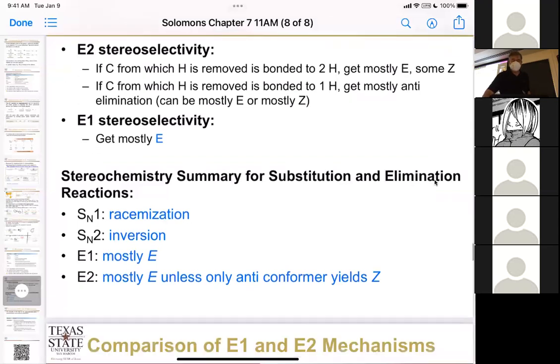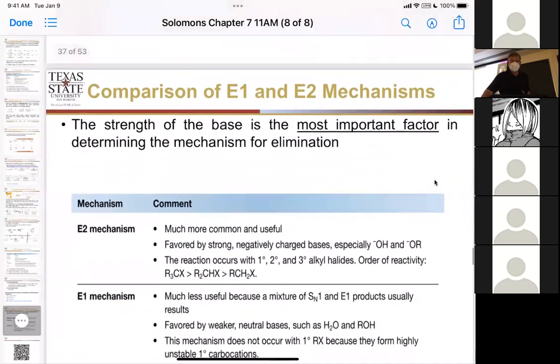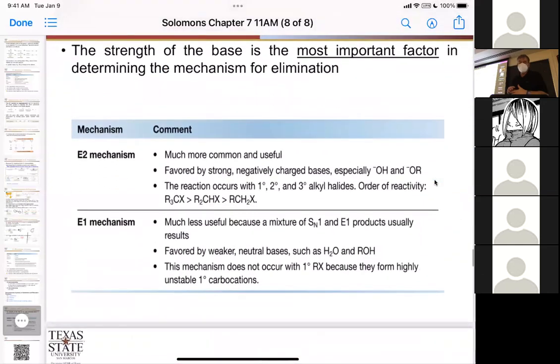All right. So, and again, the mechanisms are different. Obviously, the E2 is much more common and useful because you only get one set of products. You don't get a substitution product. You only get elimination products.